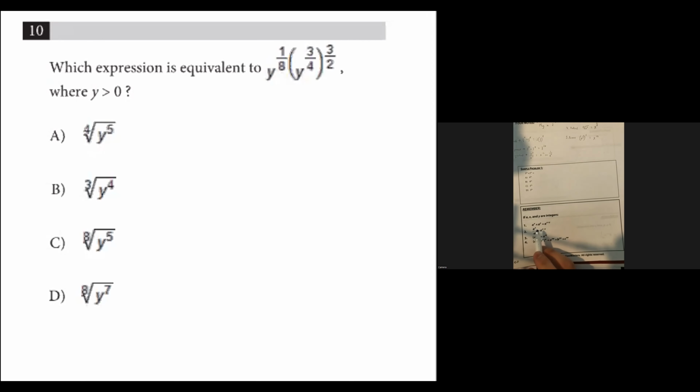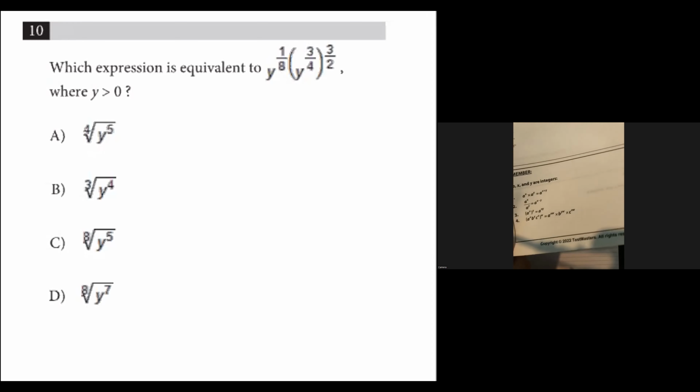So a to the x times a to the y is a to the x plus y. A to the x over a to the y is a to the x minus y. A to the x to the power of y is a to the x times y. And then a to the x, b to the y, c to the z, and all of that to the power of w is a to the x times w, times b to the y times w, times c to the z times w.